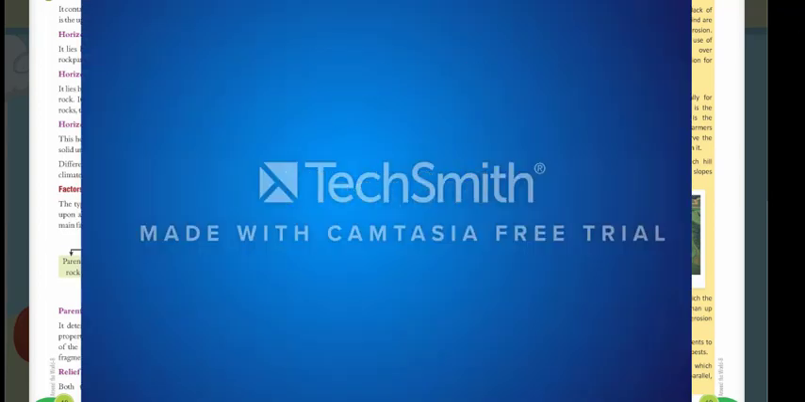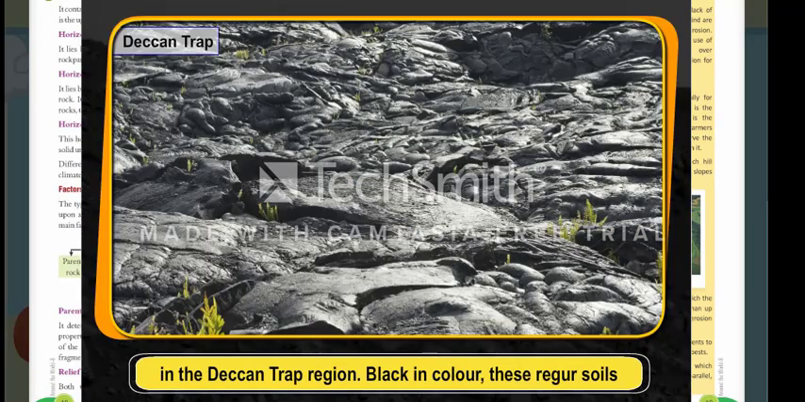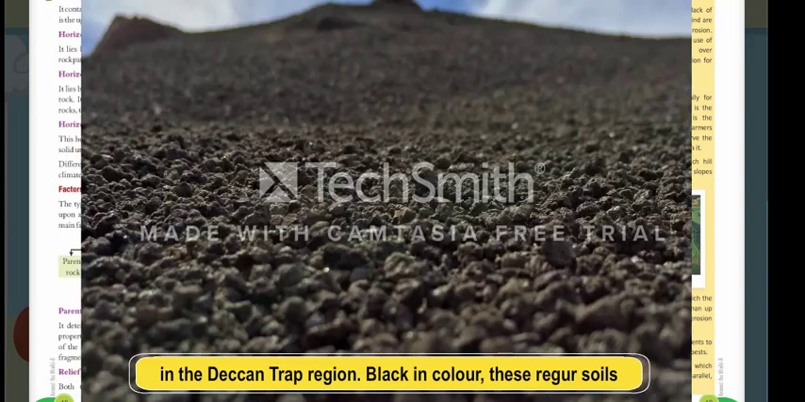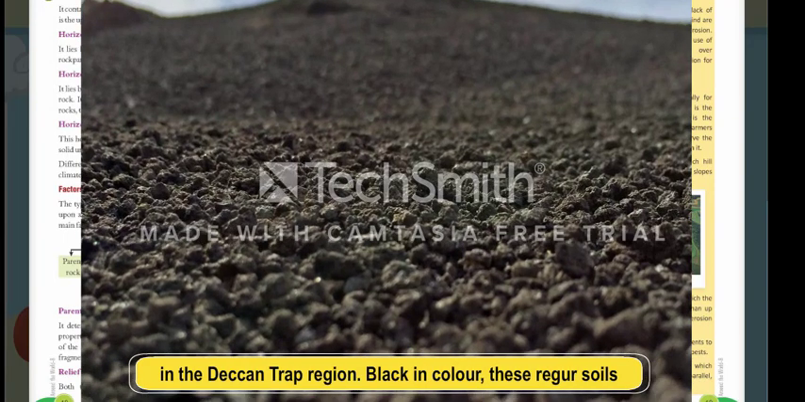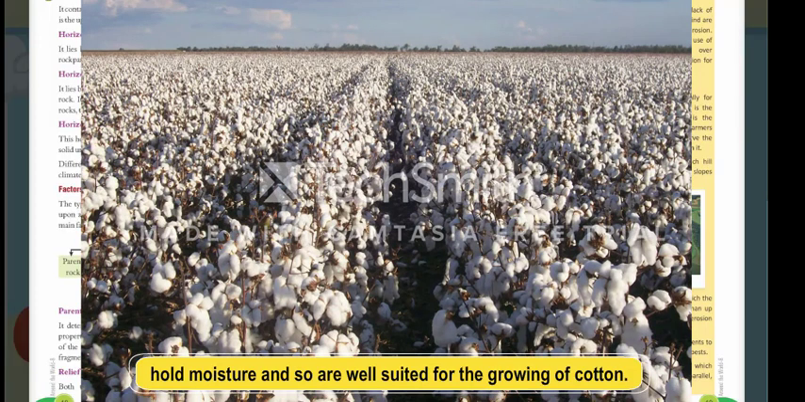Black soil. It is formed from the weathering of basaltic lava sheets in the Deccan Trap region. Black in color, these regur soils hold moisture and so are well suited for the growing of cotton.